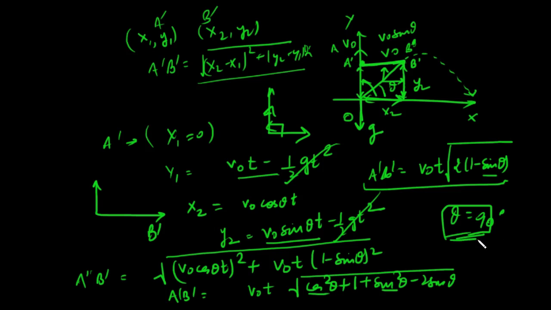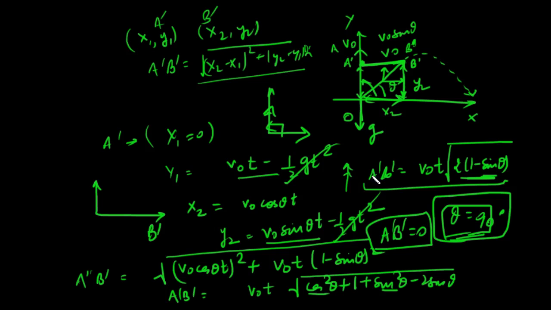So to check whether my answer is correct, I put theta equal to 90 here. So a dash b dash should be equal to 0. And it is, because sin theta is 1, and 1 minus 1 will be 0. So this means both the bodies will be thrown upwards and there will be no distance between them at time t. Alright, so this is my answer. Okay.